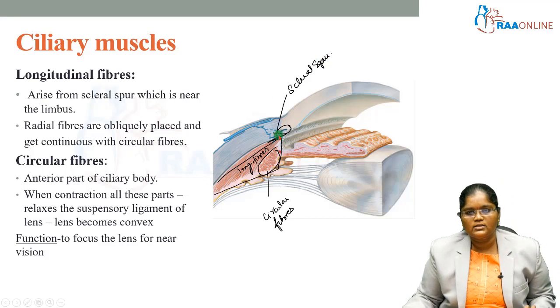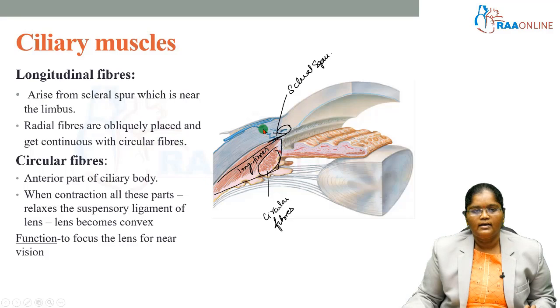So from this scleral spur, the longitudinal fibers of the ciliary muscle take origin. They are obliquely placed and continuous with the circular fibers. The circular fibers are the anterior part of the ciliary body. When they contract, since they are attached to the base of the ciliary process, they relax the ciliary ligament of the lens and the lens becomes more convex during accommodation. So the function of this ciliary muscle is to focus the lens for near vision.